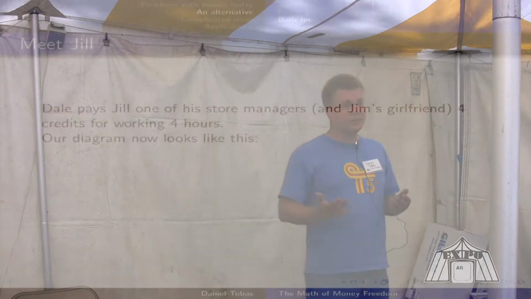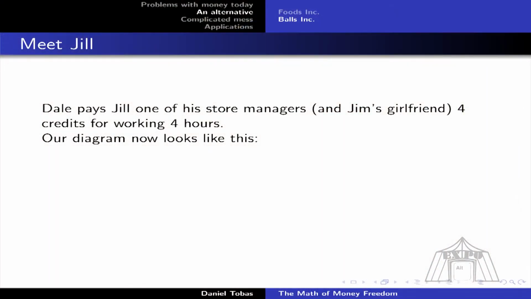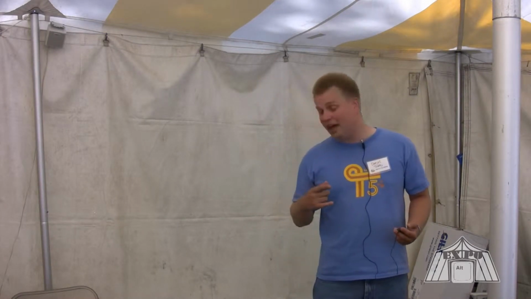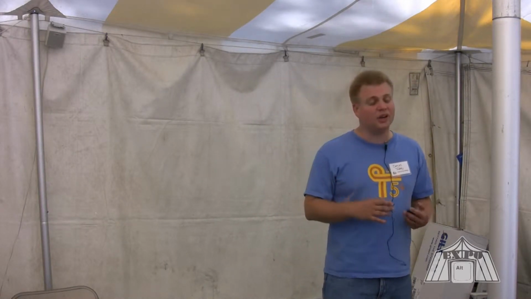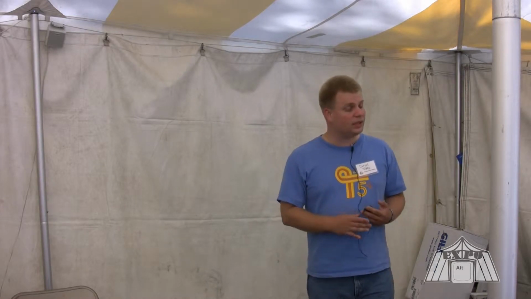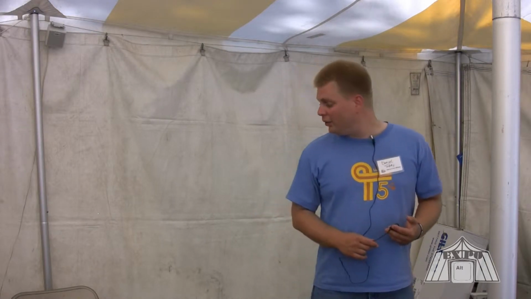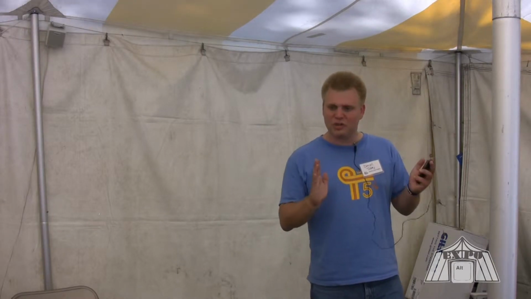And so what I have to denote this situation after 1 week is this diagram where there's a dotted line between Balls Inc. and Foods Inc. with 100 above it to denote that that's credit that could be extended. And then there's an arrow going up from Balls Inc. to Jill, and an arrow going up from Foods Inc. to Jim with the number of credits that is owed. Okay, so it's 3 on Jim and 4 on Jill. Okay, so that's just a diagram that helps us keep track of just 2 debt relationships at once.